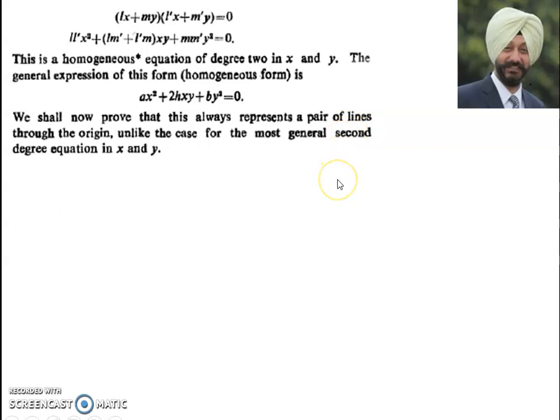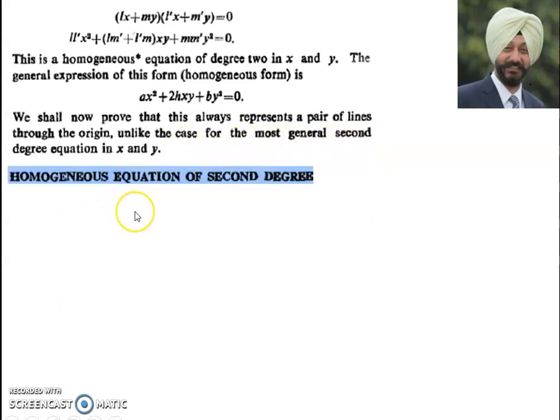So the general second degree equation may or may not represent a pair of straight lines, but the homogeneous second degree equation always represents a pair of lines through the origin, unlike the case of the most general second degree equation in x and y. So, homogeneous equation of second degree.